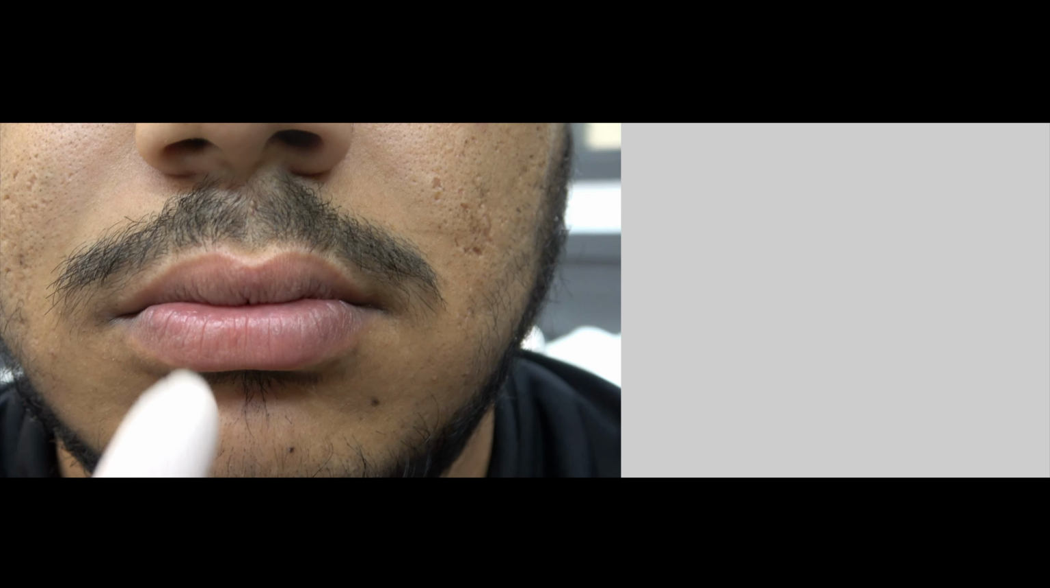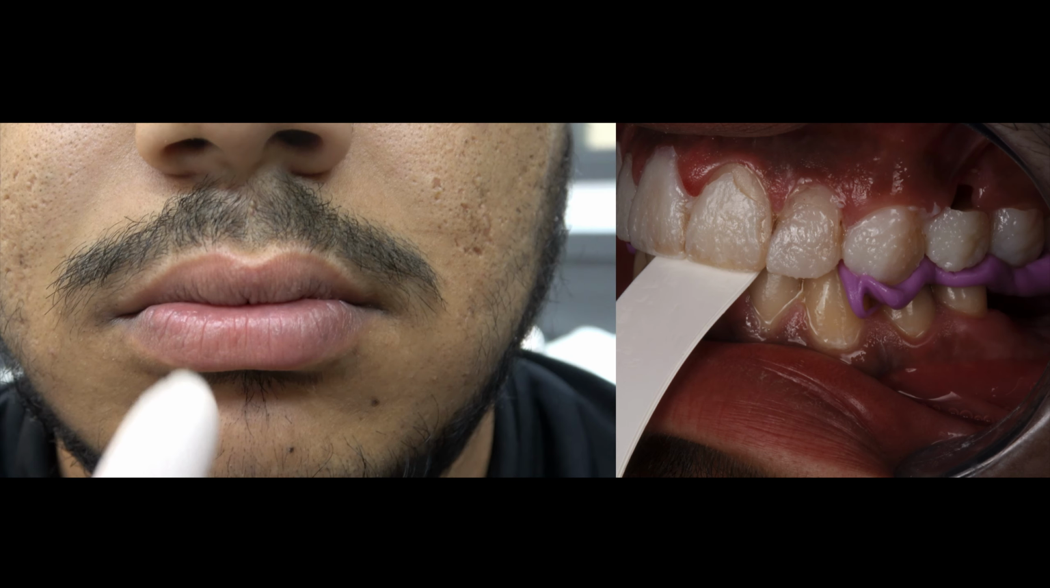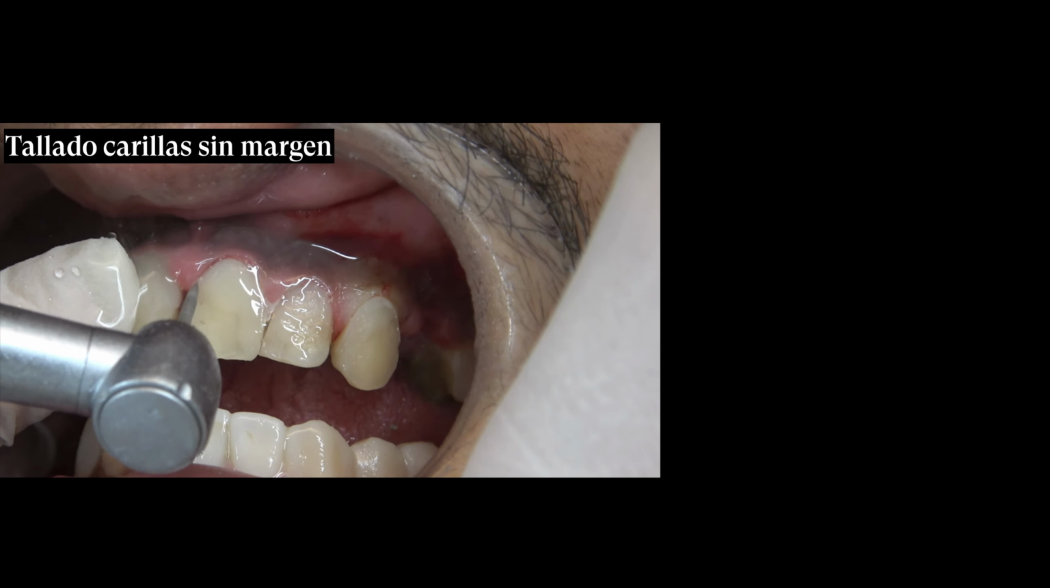And in these cases where we are increasing the DVO, it's very important to know what's the neutral space, how many millimeters we can increase the DVO, and do a deprogrammation, in this case with a jig, to send to the lab technician how the length of the occlusal veneers is going to be.